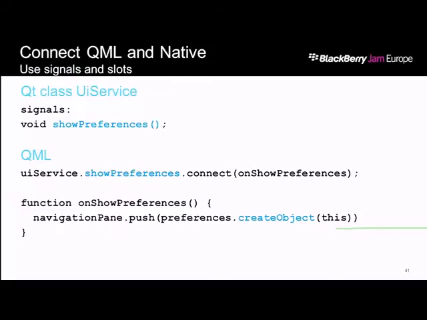And as was already said, with the listeners, there are no more listeners basically, but you use signals and slots. So in Qt, we just have a signal, show preferences, and the QML connects to the signal and pushes a screen to show the preferences. So we don't do any UI interaction directly from the C++, but we send signals to the QML to have all the UI separate from the native code.